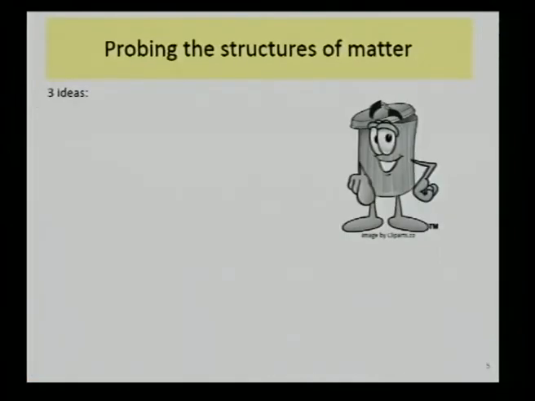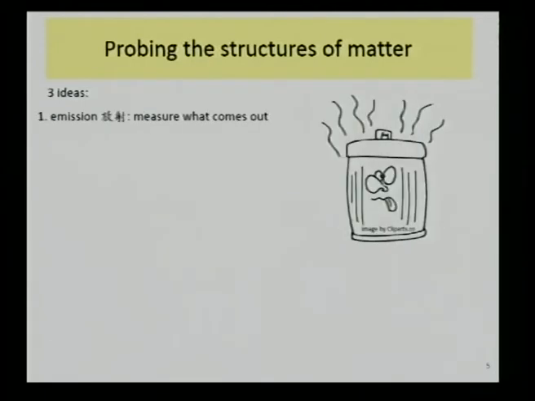Okay, so how do we probe the structures of matter? There are three ideas that we'll cover in this talk. The first one is the simplest. Give me a garbage can. I want to know what's inside it. The easiest way is to just measure what it emits, the smell, whatever. Measure what comes out, and then you can guess what's inside.